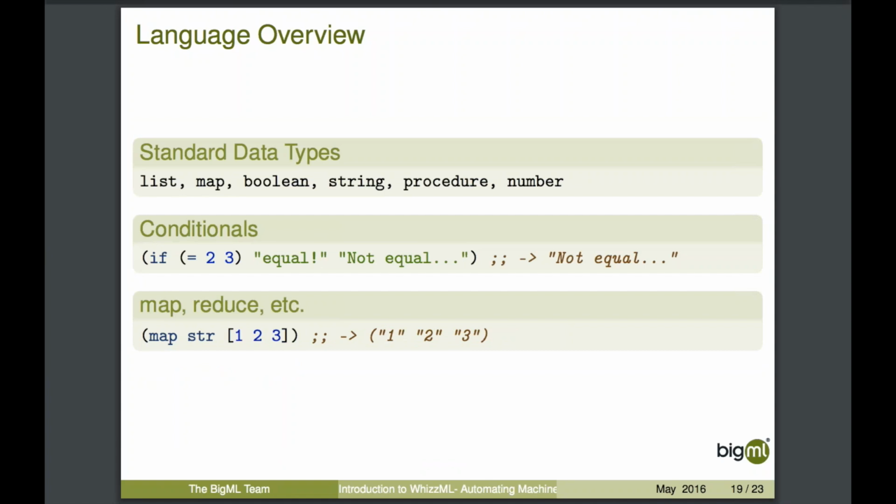A few other things about the WhizzML language. We have all the standard data types: lists, maps, booleans, strings, procedures, which are functions, and numbers. We have conditionals, and we also have higher-order functions like map, reduce, and other things like that. There is a full WhizzML language reference manual that we have published online, so if you have any questions, you can always refer to that. And I think playing around in the REPL is another great way to get used to the language.